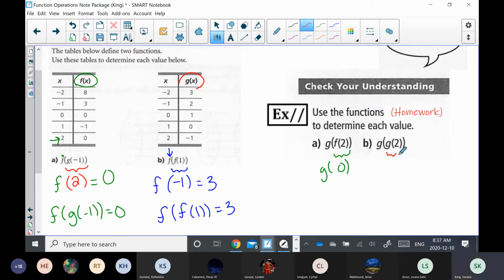I'm just going to ask 2 different people. G at 2. Okay, so this first one, what would G of f of 2 equal? So G of f of 2. Amar, do you have that function done or that evaluation done?